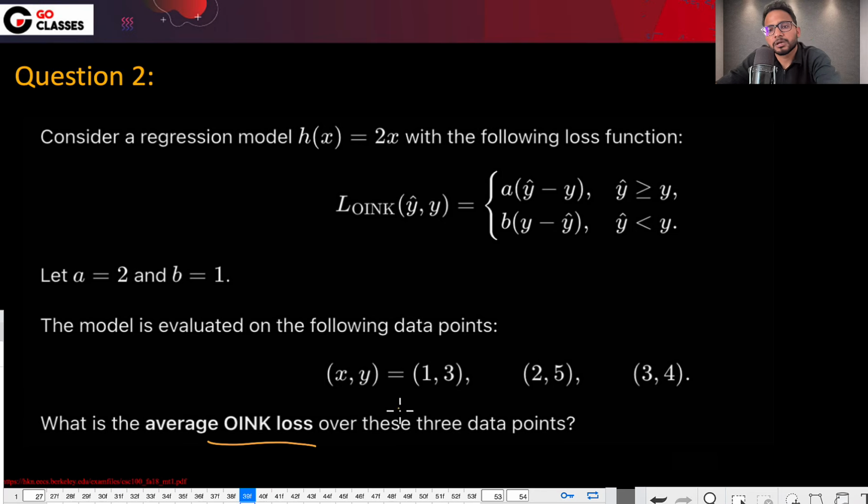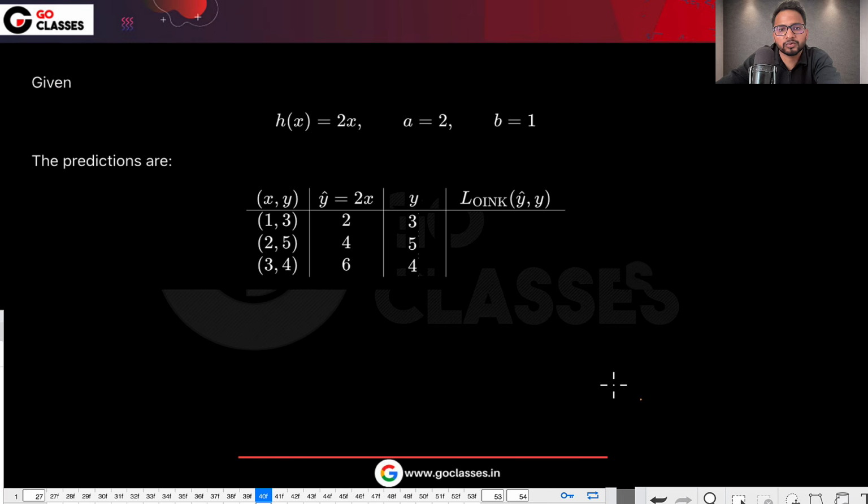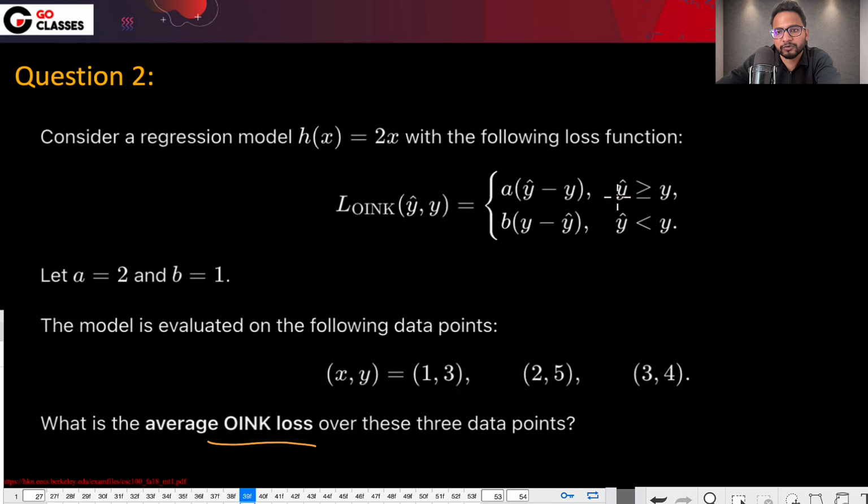So what you can do is find out the predicted value. The predicted value is basically using 2x. Using this 2x you can find the predicted value, and the original values are anyway 3, 5, 4. Now based on this comparison, if y-hat is greater than or equal to y, then you will have 2 into y-hat minus y. If y-hat is less than y, then you will have 1 into.